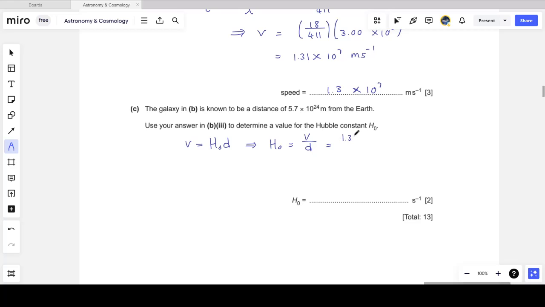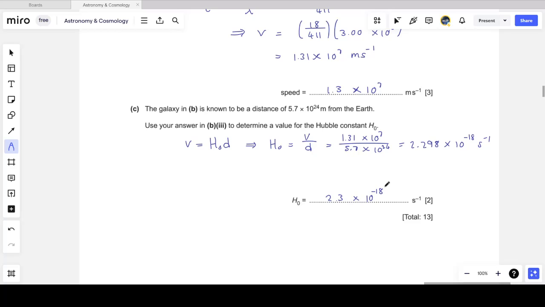So I'm going to use 1.31 times 10 to the power 7 divided by 5.7 times 10 to the power 24. And what I get is a value of 2.298 times 10 to the minus 18 per second. And so this to two significant figures will be 2.3 times 10 to the minus 18 per second, or 2.3 times 10 to the minus 18 meters per second per meter, which conceptually makes Hubble's constant easier to understand.